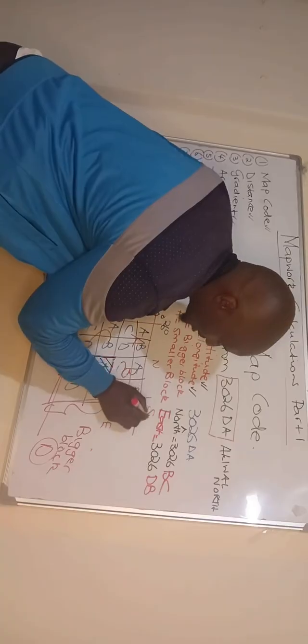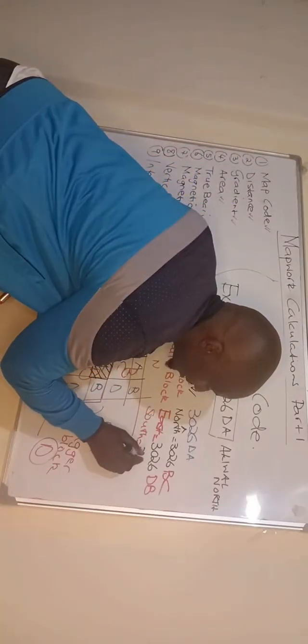What is to the south now? What is to the south of 3026 DA? Sorry, guys. What is to the south now? Yo, Pindulo, you're cooking. DC, that's correct. That will be your 3026 DC.